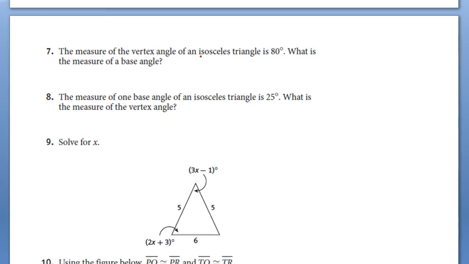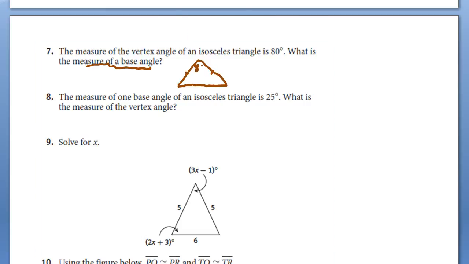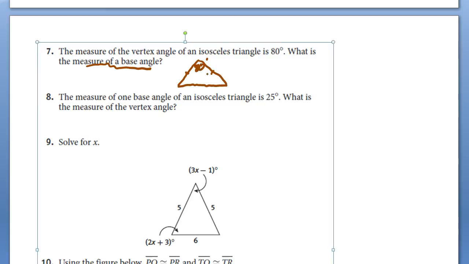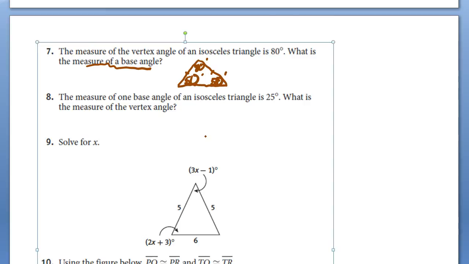The measure of the vertex angle of an isosceles triangle is 80 degrees. What is the measure of a base angle? So if I make a quick sketch of an isosceles triangle, so I want it to look like it has these two equal sides, we're told the vertex angle is 80. And we're asked for this angle and this angle, the base angles. Well, we know that the base angles are congruent, and we know that the top one is 80. If all three of them add up to 180, then these must be 50 degrees. 50 plus 50 plus 80 is 180.